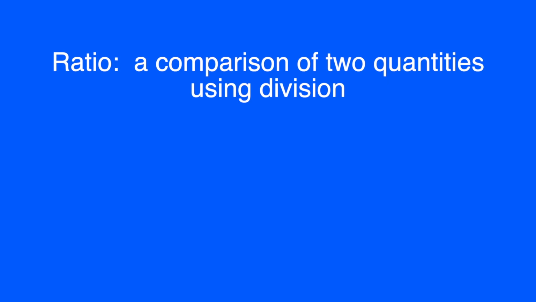Today's topic is ratios and rates. A ratio is a comparison of two quantities using division. And there are three ways that we can write a ratio. As you can see on the screen here, we can write a ratio with the two numbers separated by a colon, or the two numbers separated by the word "to," or you can write it as a fraction with one number on top of another.